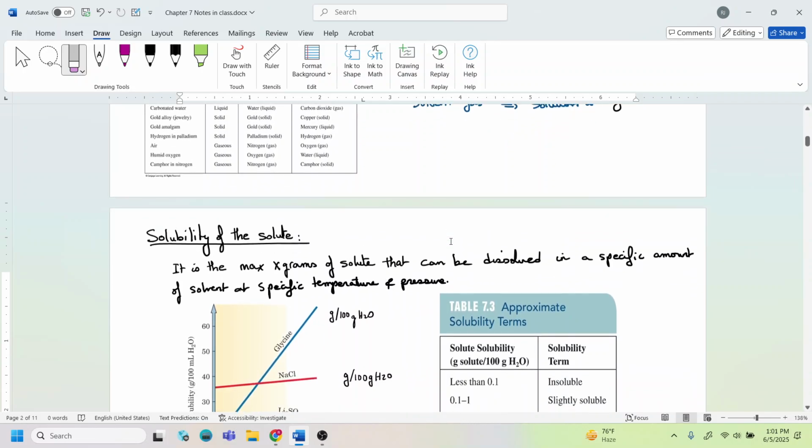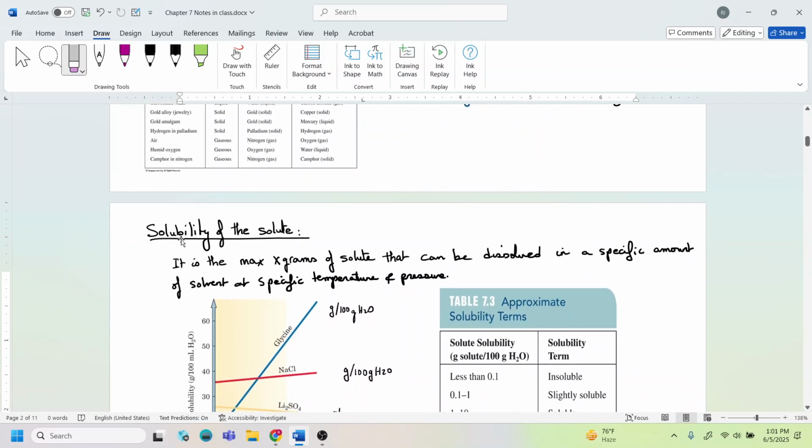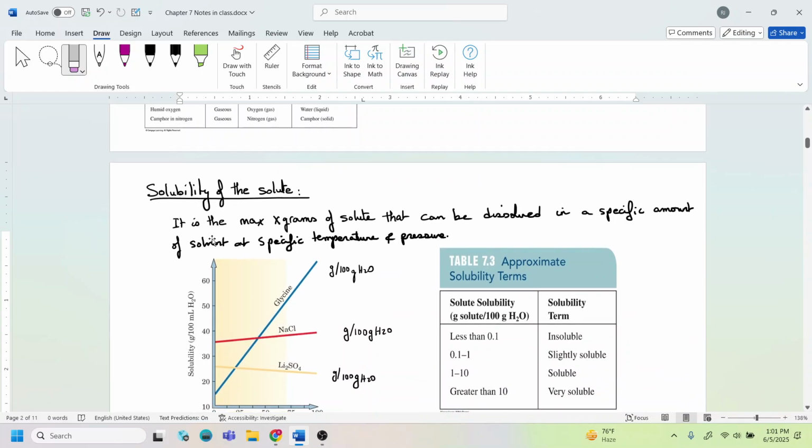Solutes are represented by their solubility constant. So the term solubility is given to represent the maximum amount in grams of a solute that can be dissolved in a specific amount of solvent at a specific temperature and a specific pressure.